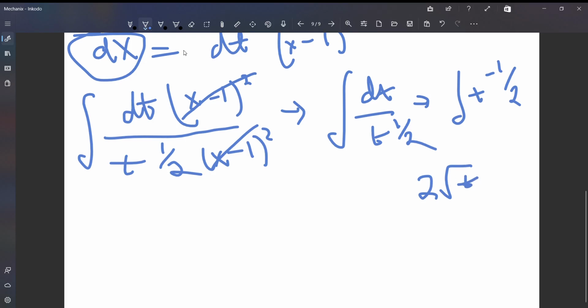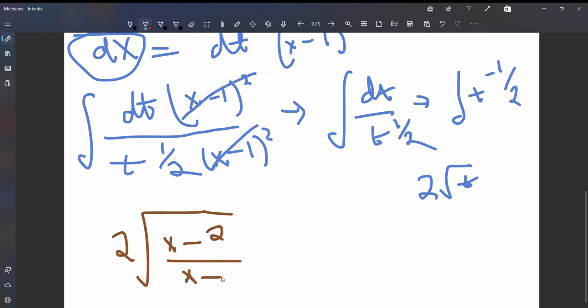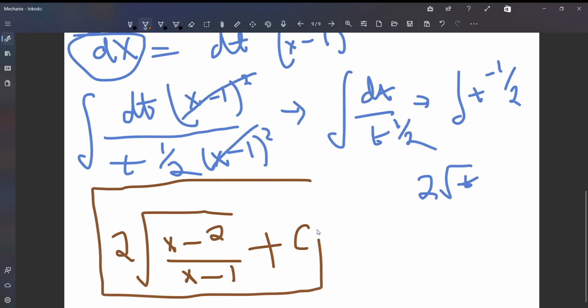Substituting our t into the main answer, we're going to get 2 under root x minus 2 by x minus 1, plus our legendary constant of integration, and this is our answer.